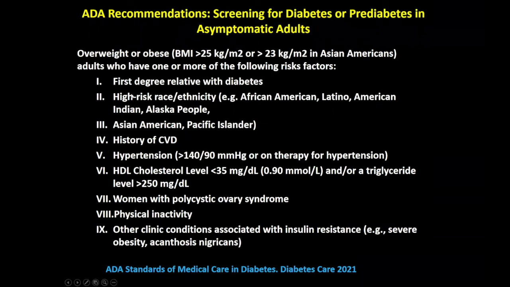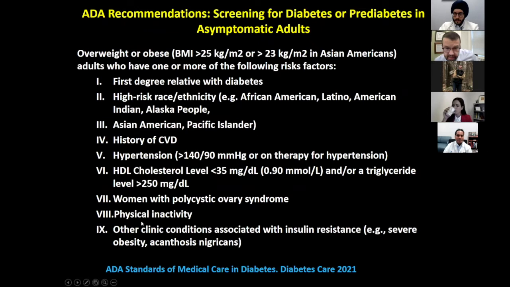So 1 and 2 would be first degree relative. We talked about higher risk communities, Pacific Islanders, Asian Americans. And I'll be talking a little bit about the work I do with Pacific Islanders. Also a history of hypertension, dyslipidemia, but also polycystic ovarian syndrome. And I think if you look at number 8, physical inactivity, and think back to that previous slide where 25% of patients were reporting not doing the exercise per week, you can see that's a big proportion of individuals.